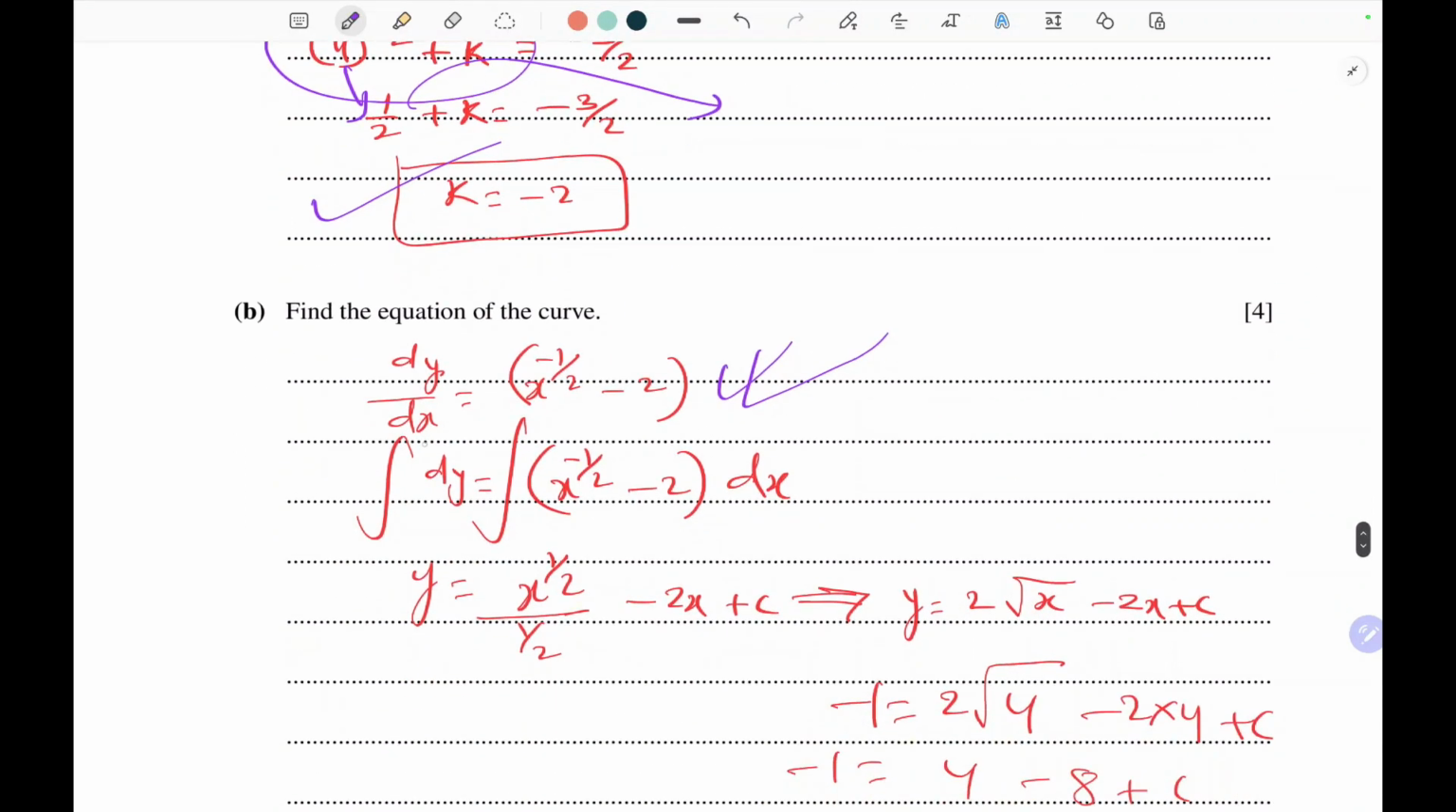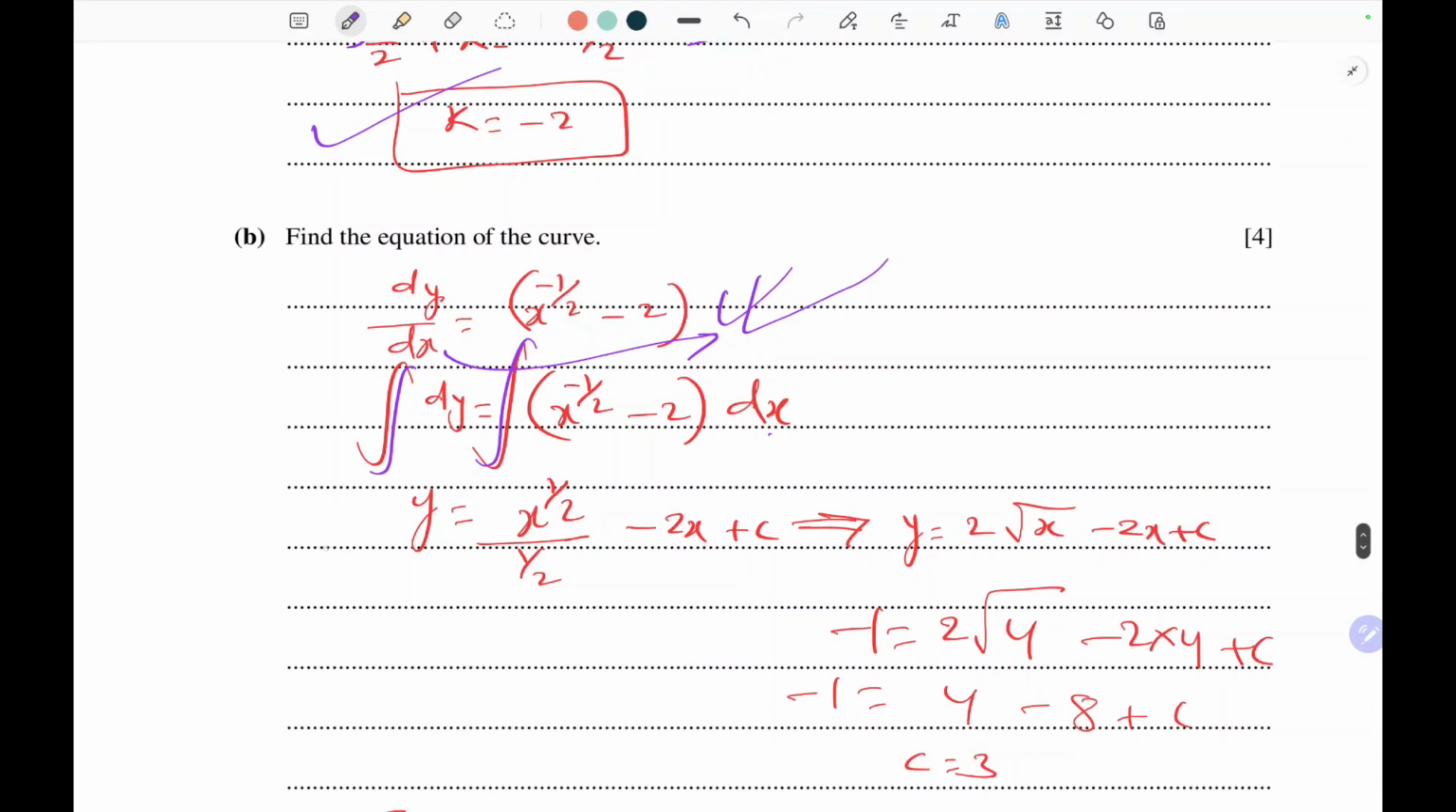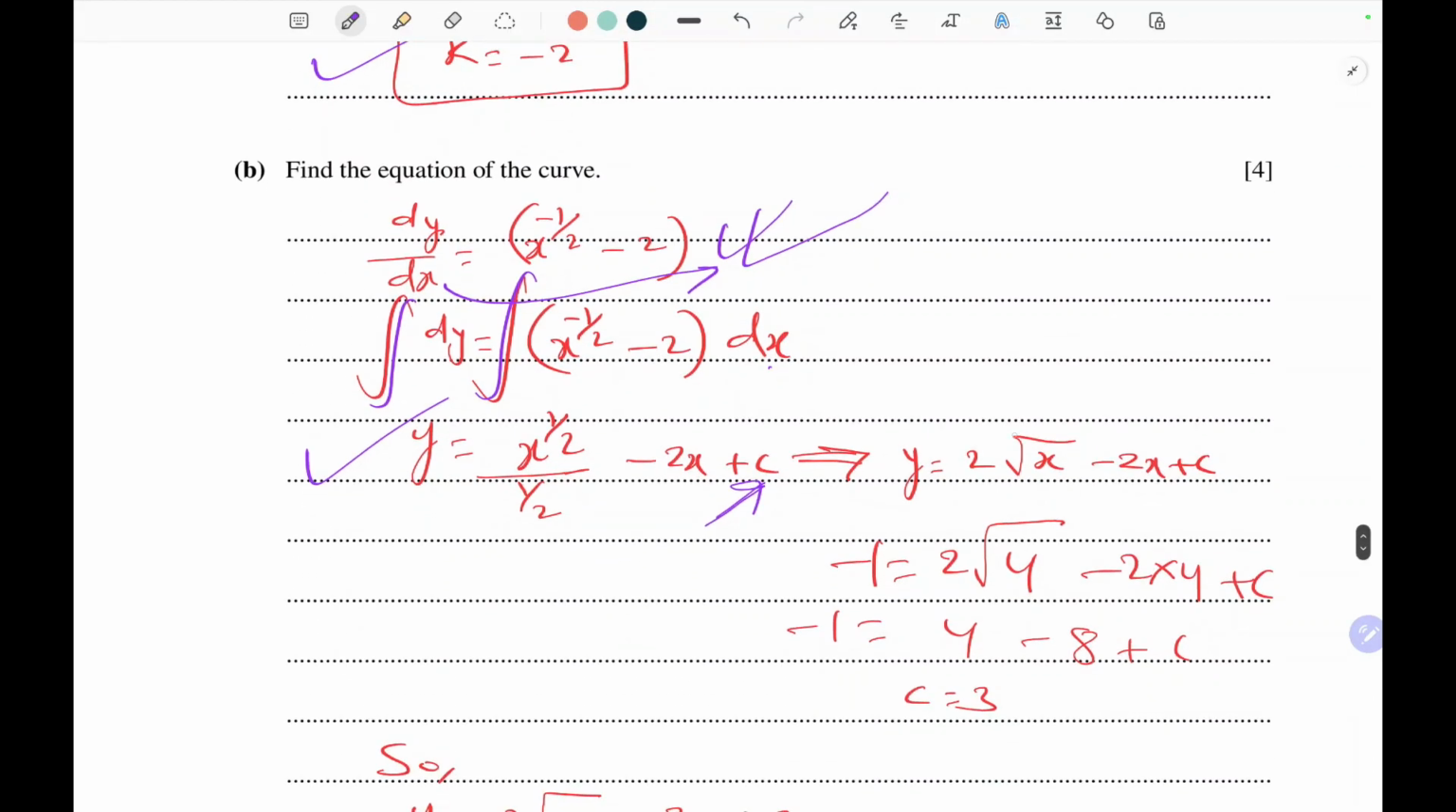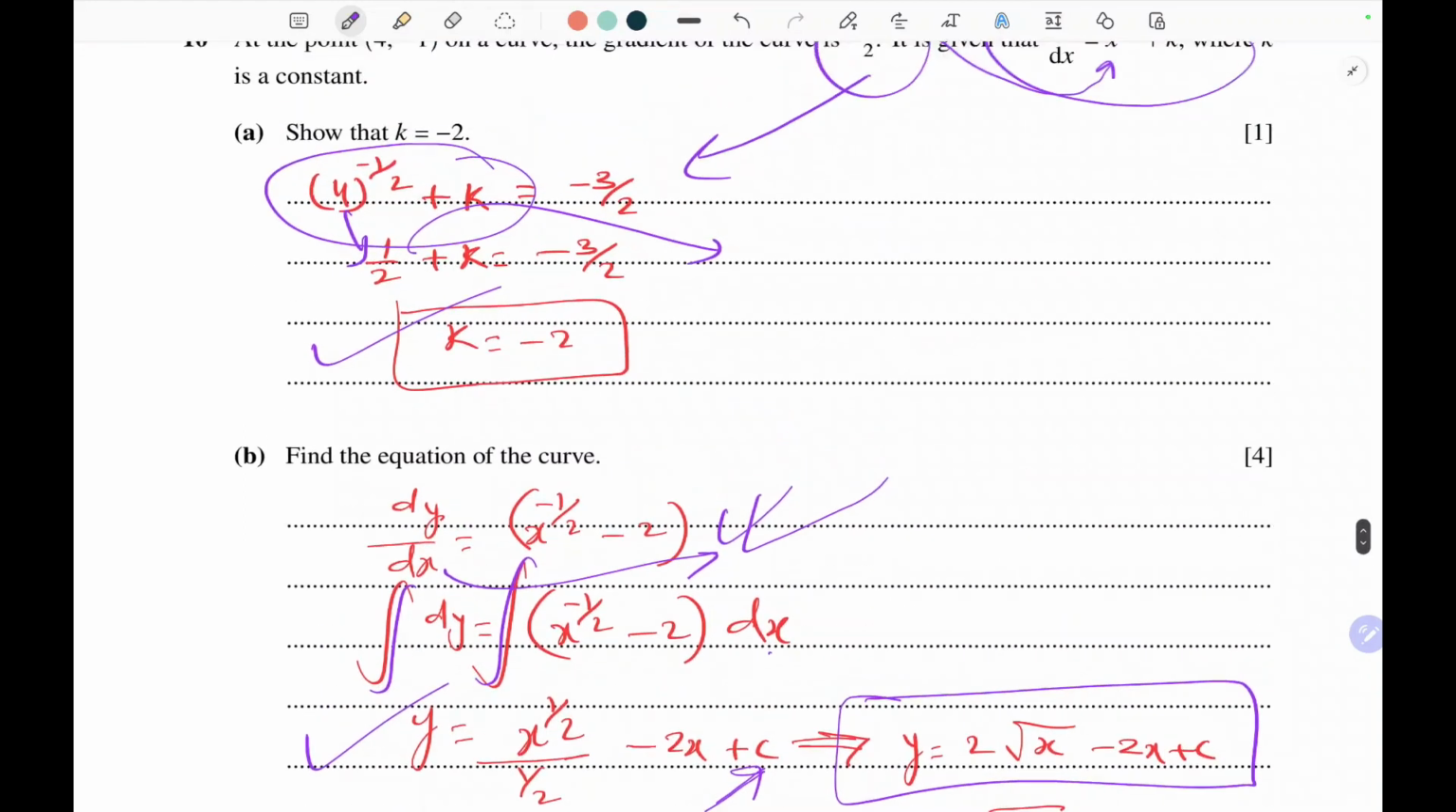Now just integrate both sides. So dy is equal to x to the power minus half minus 2, then dx. This dx will come here, then put the integration sign. So the integral of dy is y, and x to the power minus half plus 1, over minus half plus 1, which is x to the power half over half. And the integral of 2 is 2x, and then plus c we have to add extra. So this is y equals 2 root x minus 2x plus c. This is my y. But we need to find c also.